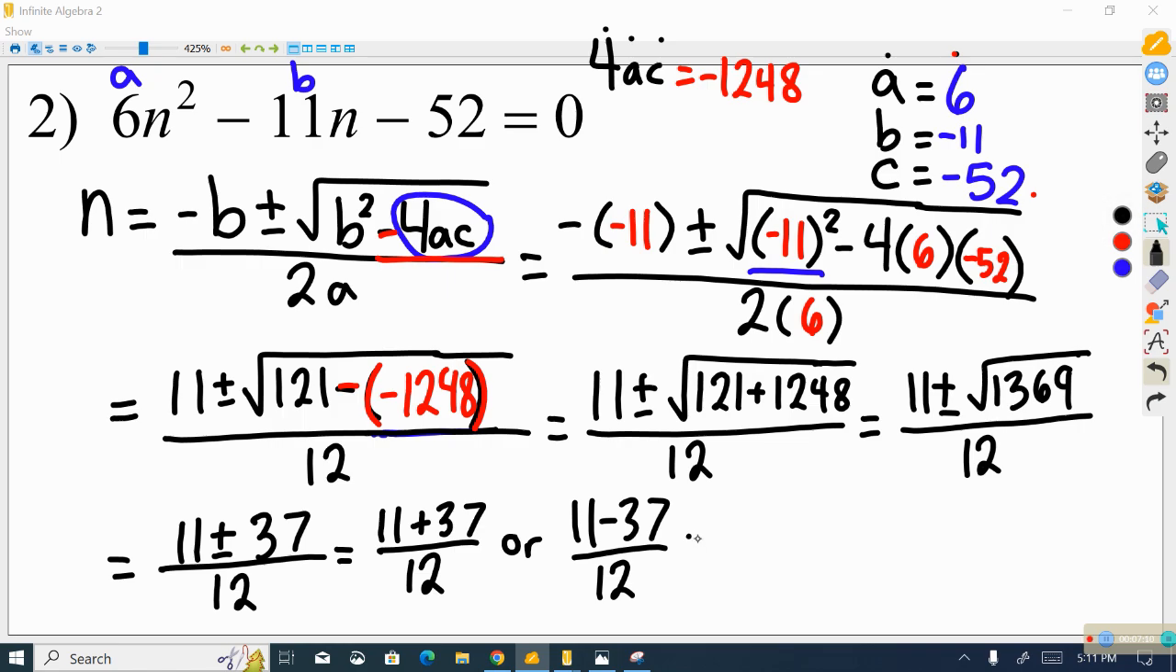So the next line that we would have would be 11 plus 37, which makes 48, 48 divided by 12, or in this case, we will end up with 11 minus 37, which would give us negative 26 over 12.